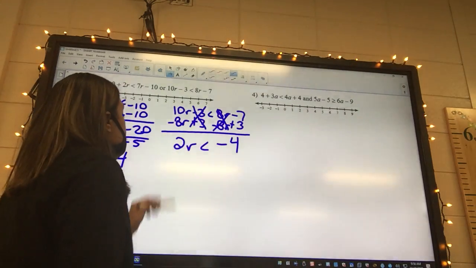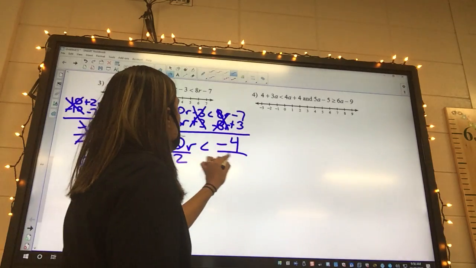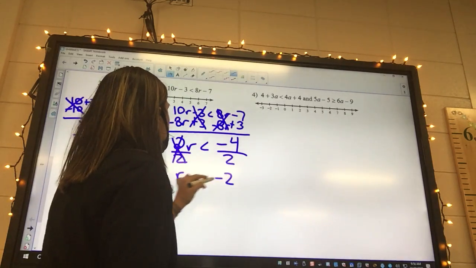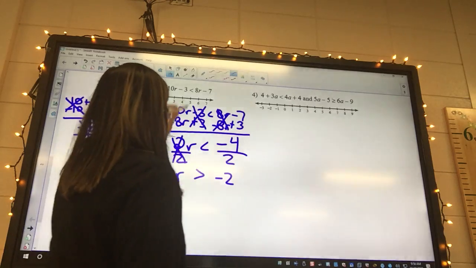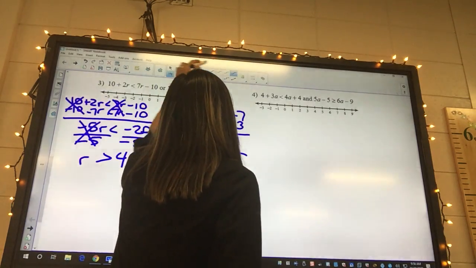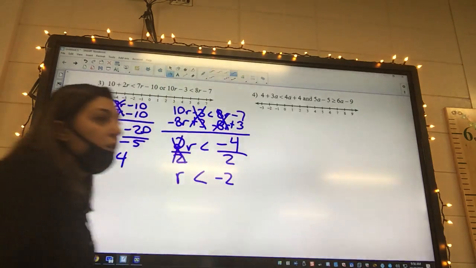Okay, and our very last step is going to be to divide by 2. So r is going to be -2. Gosh, what is the matter with me? And we don't need to flip it.